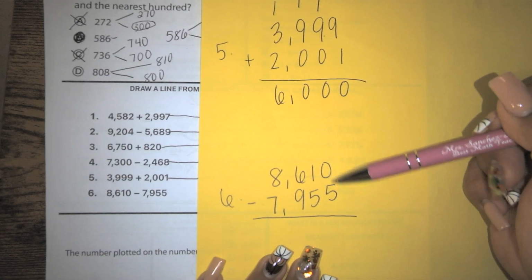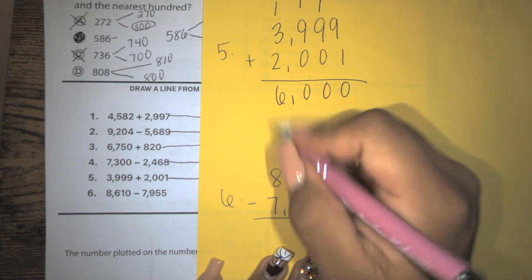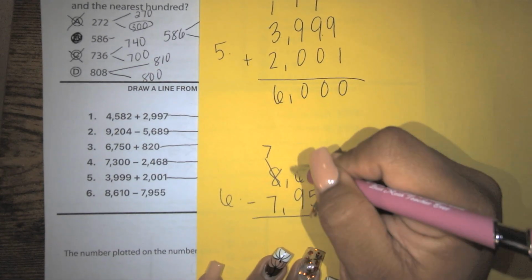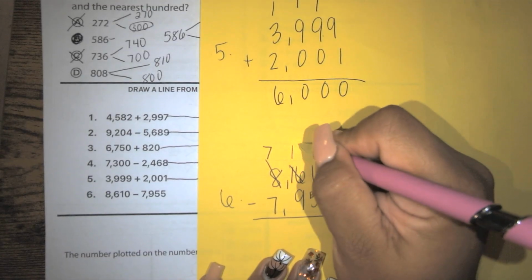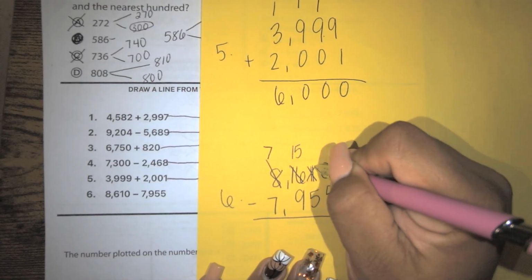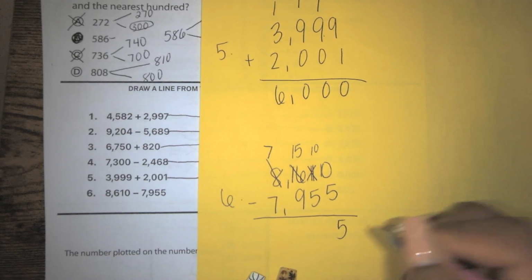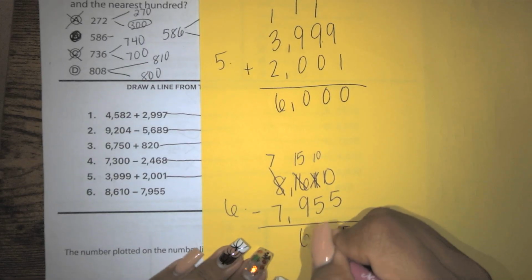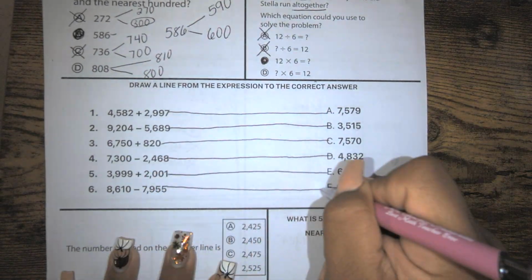Yes or no? No. Yes or no? No. Yes. Take it from here. That's going to turn into a 7,000. Take that 1,000. Keep it up. Decomposing. 15, 11, no, 10. 10 minus 5 is? 15 minus 9 is? 655.